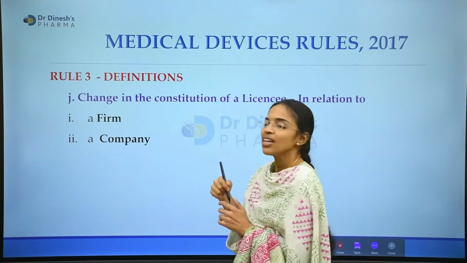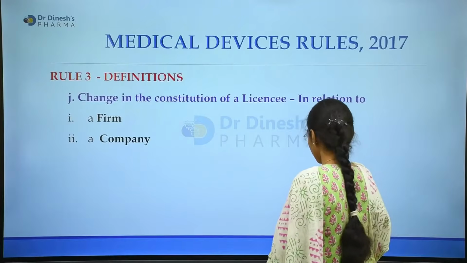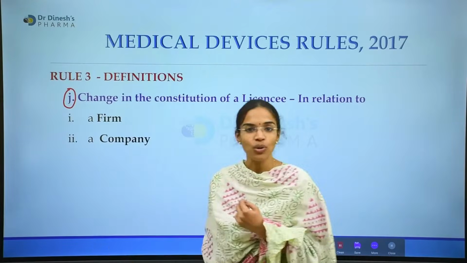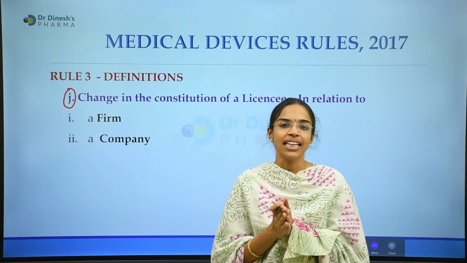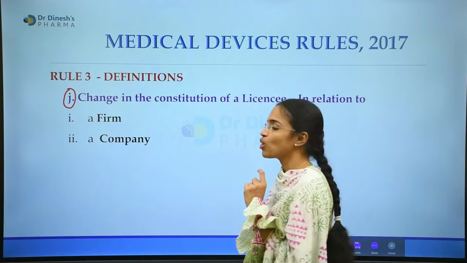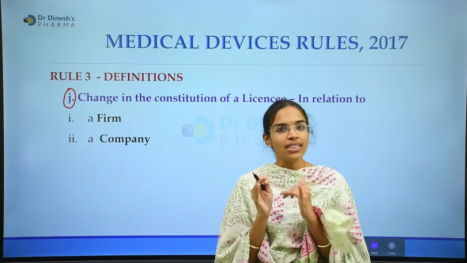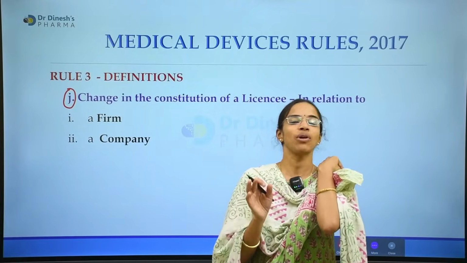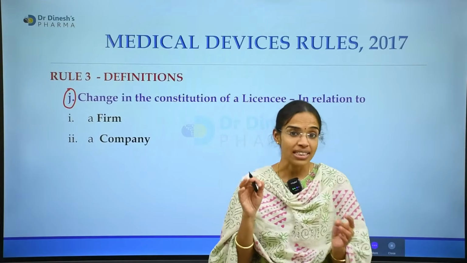In rule 3, the next one is rule 3J. Rule 3J deals with the change in the constitution of a licensee. I will just explain exactly what this rule is about, though we can't go into all the details.